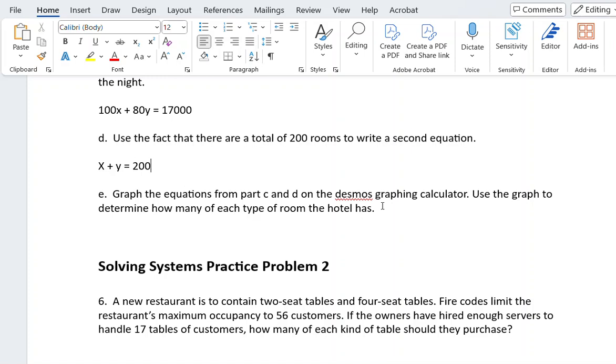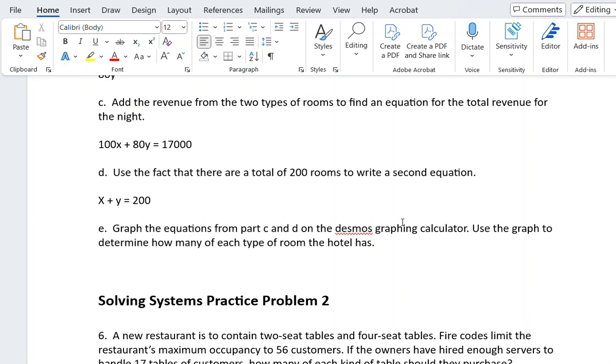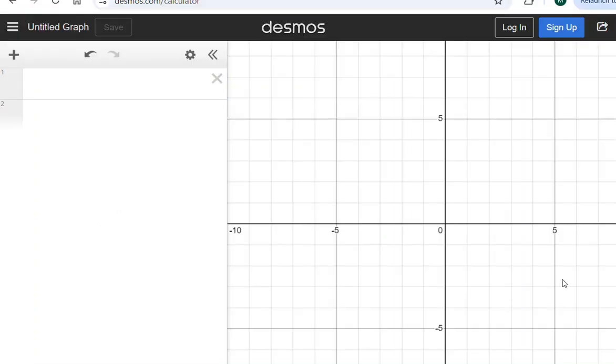Now we're going to graph these equations on the Desmos graphing calculator and use the graph to determine how many of each type of room the hotel has. So our X and Y need to satisfy both of these equations. So it's going to be the point where those 2 lines cross. So let's go to Desmos, and we're going to graph our 2 equations.